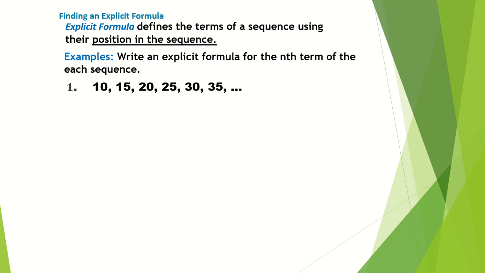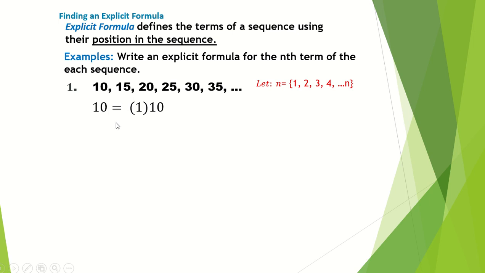But what is an explicit formula? An explicit formula defines the terms of a sequence using their position in the sequence. So for example, let's write the explicit formula of the given sequence: 10, 15, 20, 25, 30, 35, and so on. So we will try to write 10 using the position. The position is 1. So how do you get 10 from 1? You simply multiply them, right? So 10 is equal to 1 times 10.